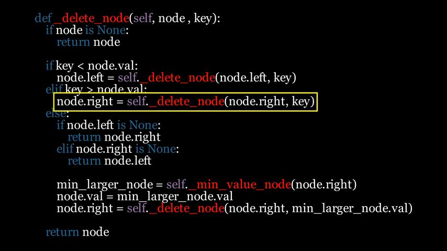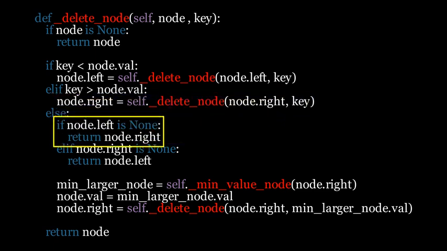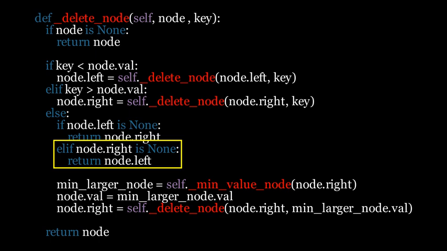This ensures the algorithm finds the node containing the key. Once the key is found, the deletion occurs, which varies depending on the structure of the node. If the node to be deleted has no left child, it returns the right child, essentially replacing the node with its right subtree. If the node has no right child, it returns the left child, removing the node and replacing it with its left subtree.